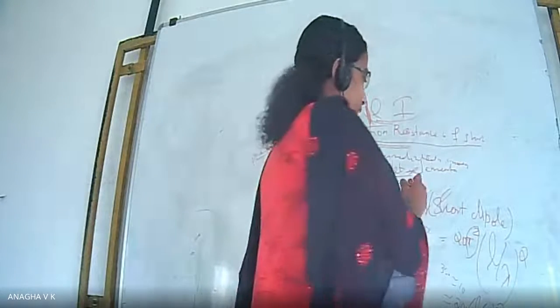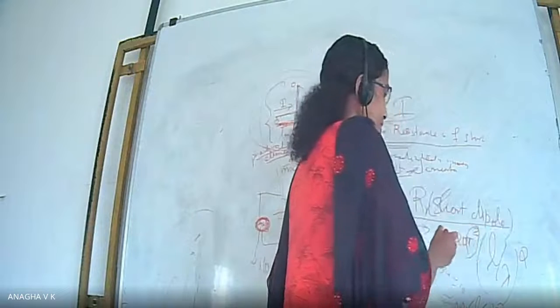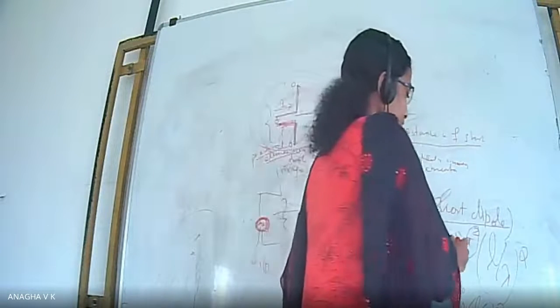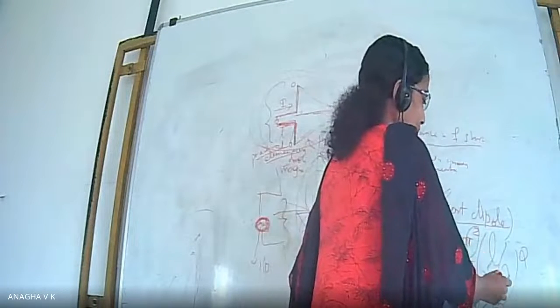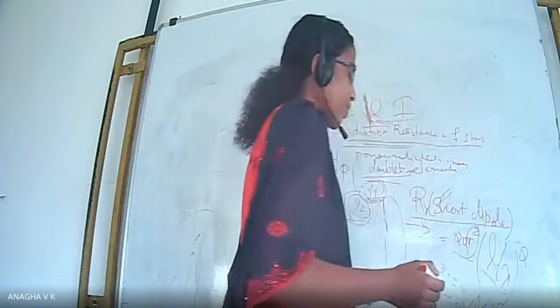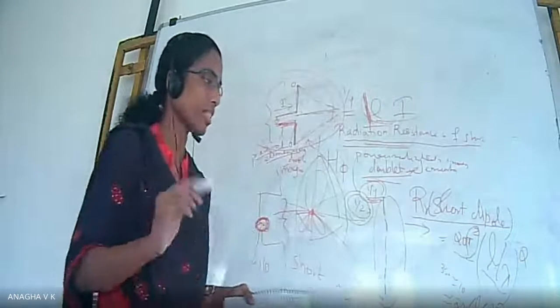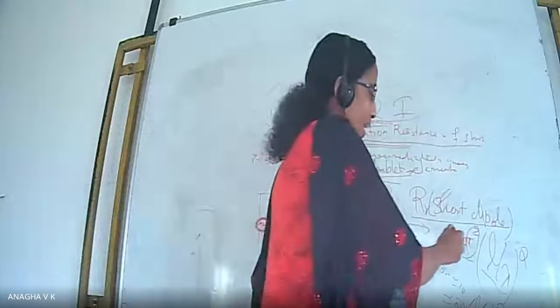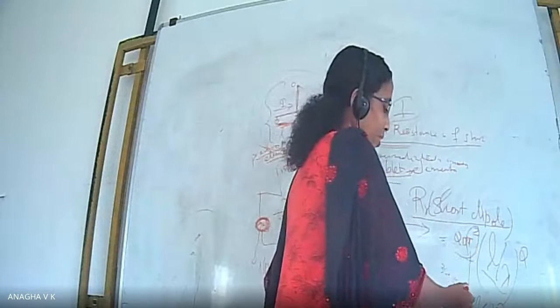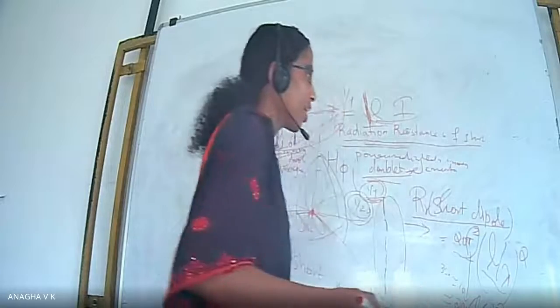So R_r, the radiation resistance of a short dipole, equals 20 pi square (L by lambda) square. You memorize the equation, and you say pi square is approximately 10, so 200 (L by lambda) whole square.